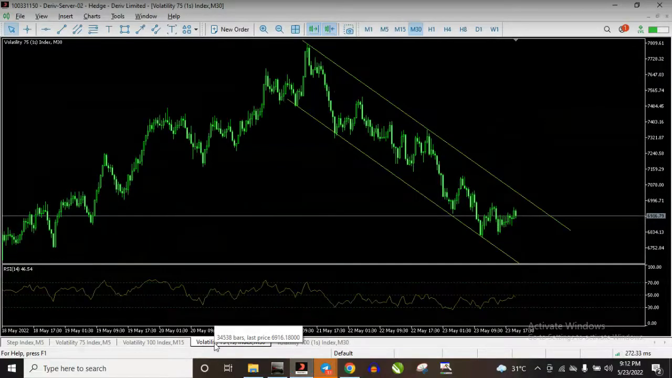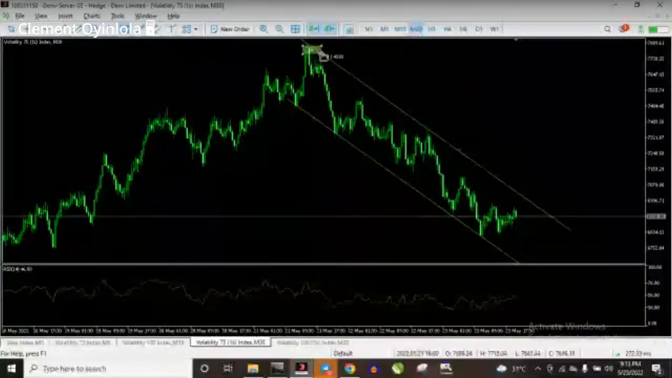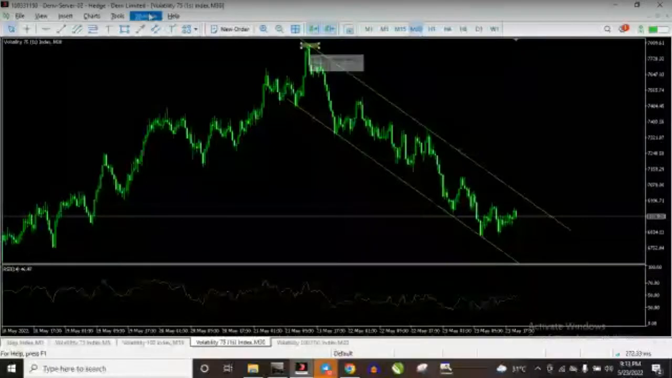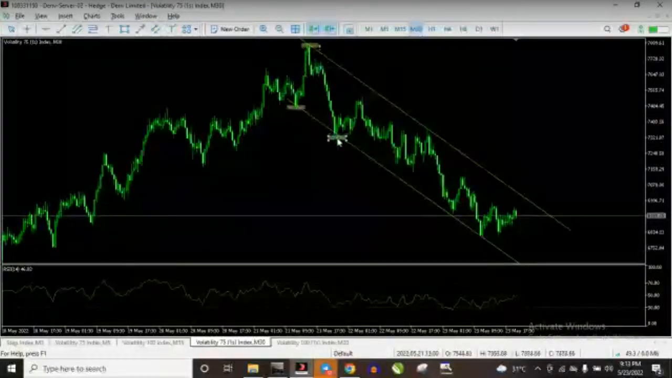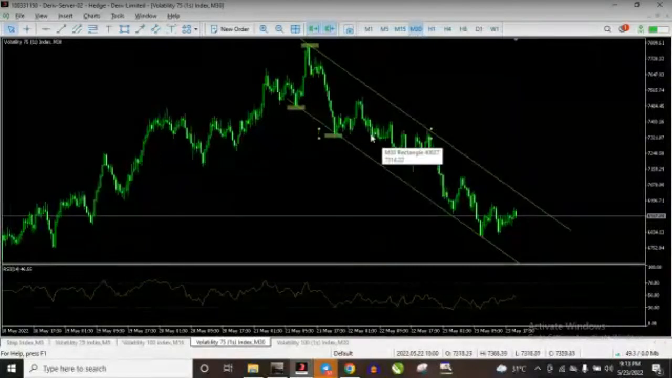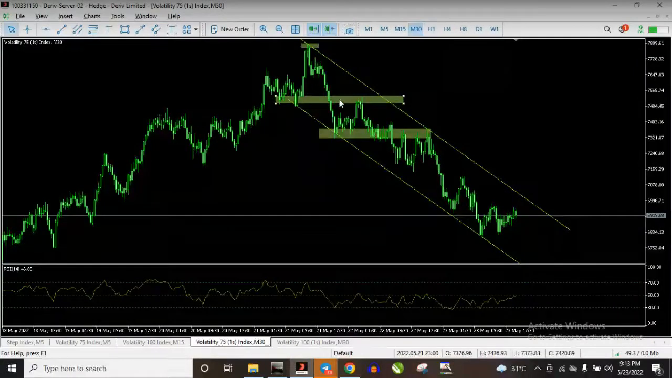V75 1S is quite interesting for me. I recently started taking a look at V75 1S, and it's looking sweet. Look at the lower high, the lower low here, right? Lower low here, and then look at that, right? And then look at this also, right? So it's just quite interesting.